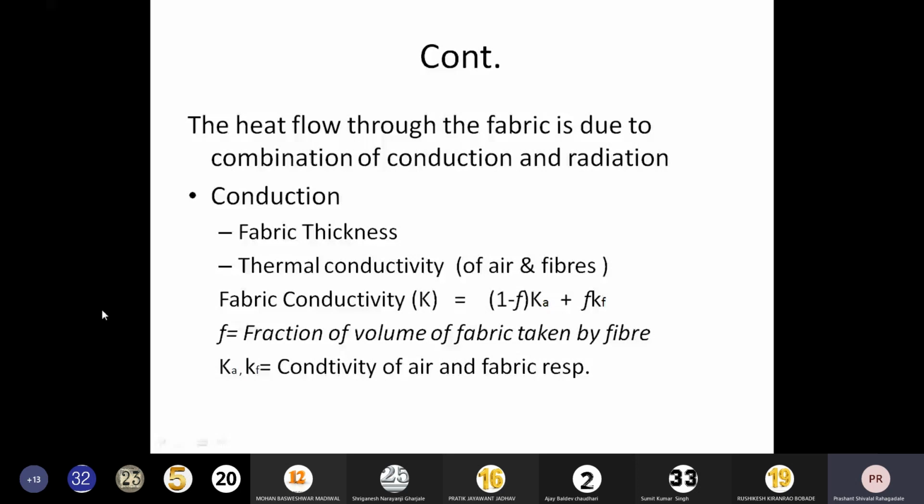So what is F? F is the fraction of volume of fabric taken by the fiber. मतलब उस फैब्रिक में कितना वॉल्यूम फाइबर ने कवर करके रखा है, ठीक है। What is Ka and Kr? Conductivity of air, which is constant, and conductivity of a particular fiber, which is also constant.